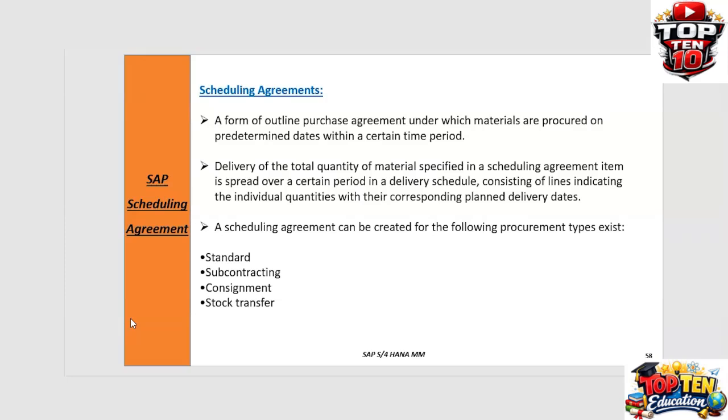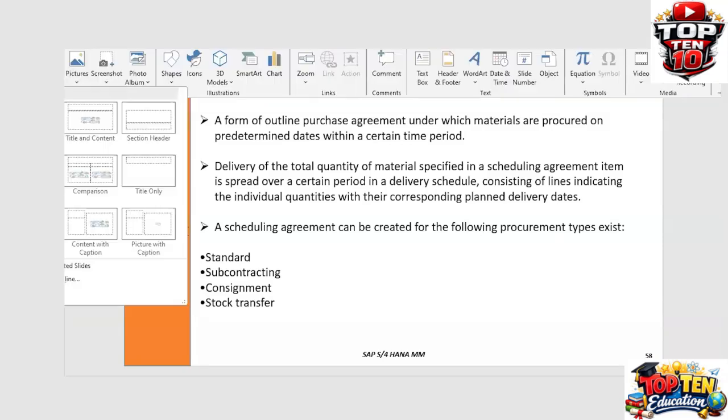So, as we discussed yesterday, we would start the new topic. Today we are starting with a new topic, one of the topics from the procurement cycle: outline agreements.